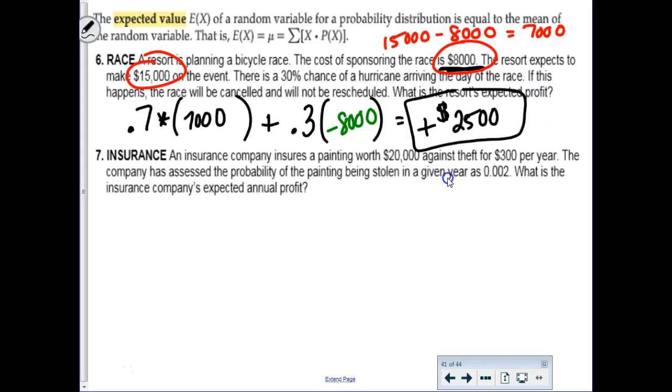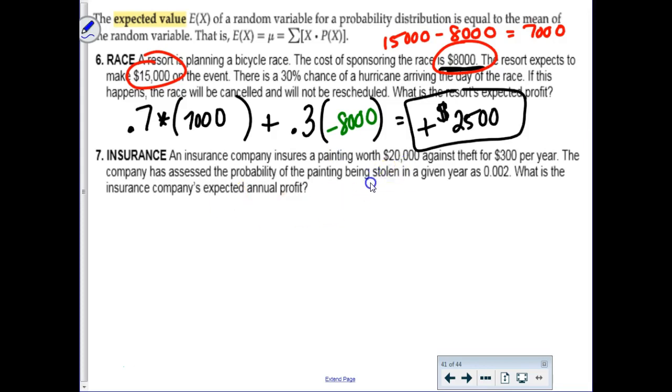All right, insurance. So an insurance company insures a painting worth $20,000 against theft for $300 per year. So how do they come up with this $300 amount? That's because of mathematicians who have calculated that this is a good amount to charge because you're going to make money off of this insurance. The company assessed the probability that the painting being stolen in a given year is 0.002. What is the insurance company's expected annual profit? Spoiler alert, it's always positive for insurance companies. They're always going to make money off of you.